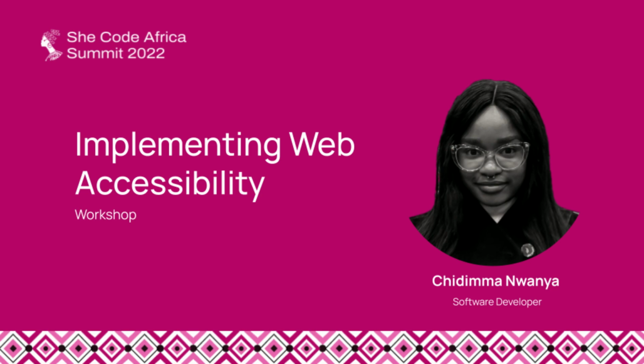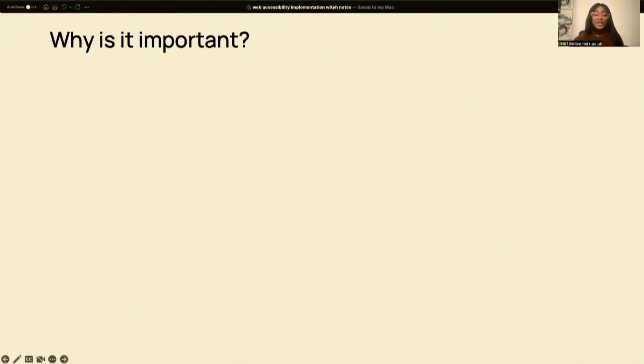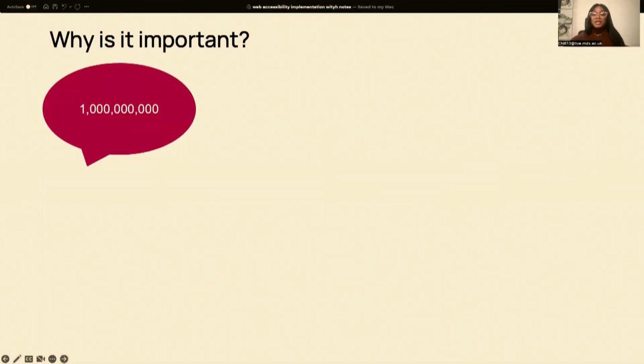Now, one might ask again, why is accessibility important? Why should we care about accessibility? The first is there are over 1 billion people that are disabled, and that amounts to about 15% of the world's population. So when you think about the fact that you're creating a website that over 1 billion people might not be able to use, you have to rethink creating that website. So this is one important factor.